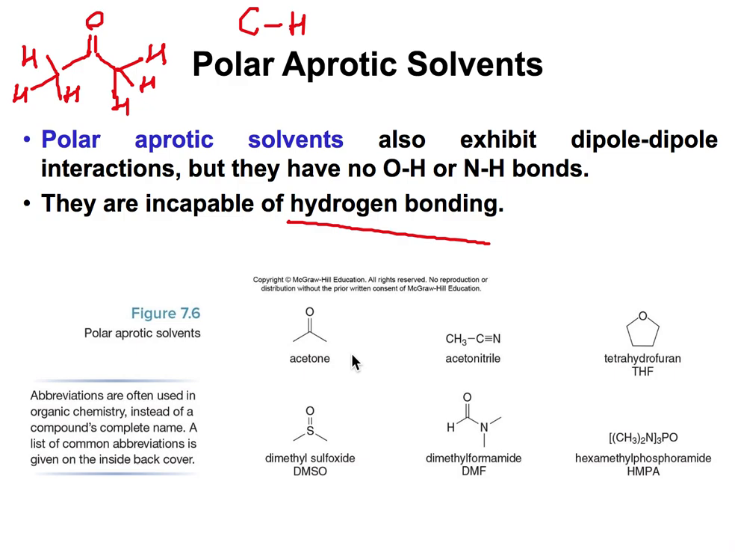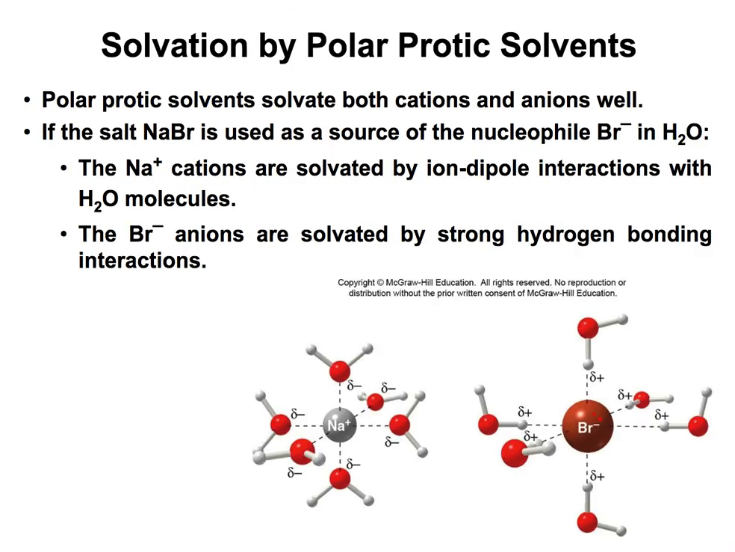So here we have acetone, acetonitrile, THF, dimethyl sulfoxide, DMF, and HMPA. You should get familiar with these names because I'm going to be using them from now on. So be familiar with the fact that they are polar solvents and that they are aprotic solvents. So let's see how this affects our reactions.